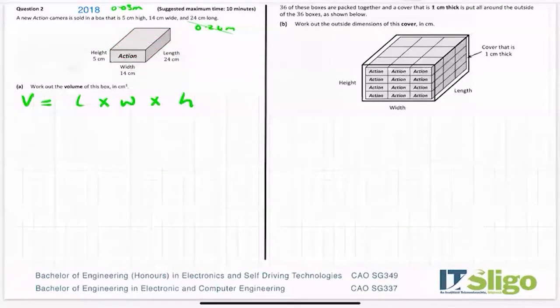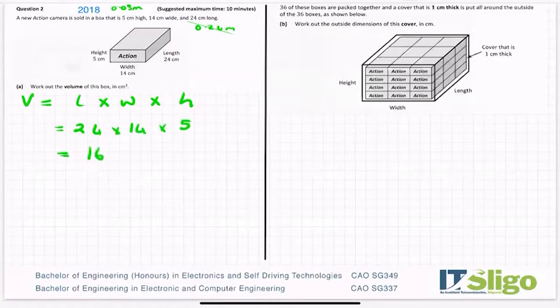Okay. So you take all of your dimensions and you get 1680 centimeters cubed. Cubed because it's a 3D shape and you have 3 dimensions coming at you. Okay, so that's the volume of that box in centimeters cubed.